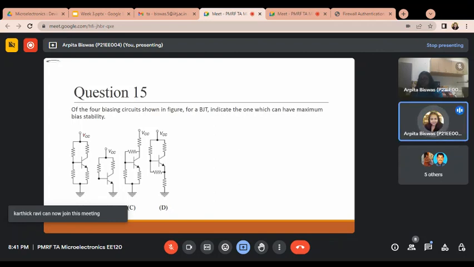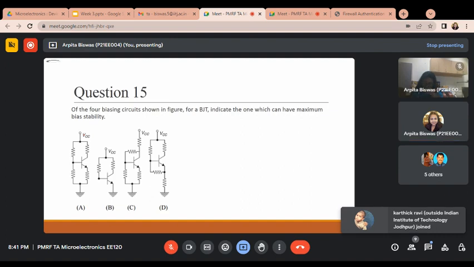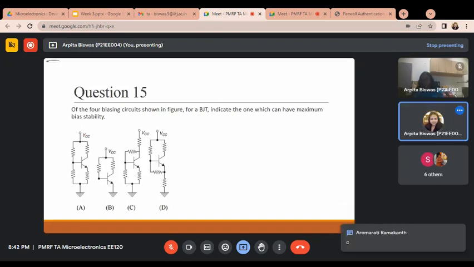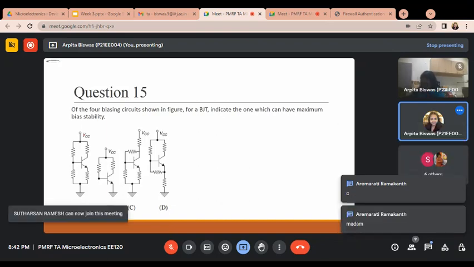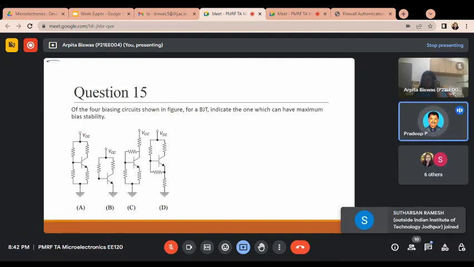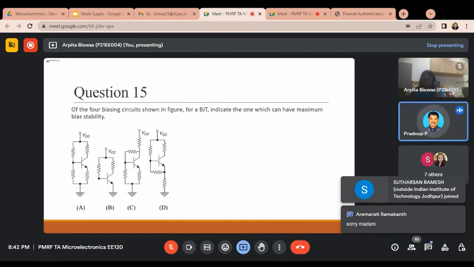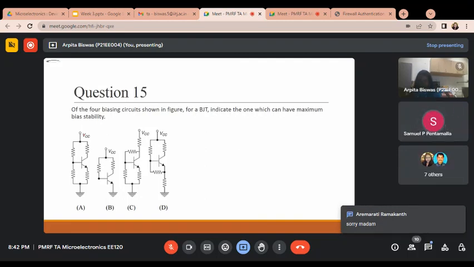Samuel, what is the right answer? Just thinking, madam. Okay, take your time. Option A, madam, is the correct answer. Why? It is a common emitter self-bias, madam. Out of all biases, common emitter self-bias will give more stability, madam. So the right option is option A.